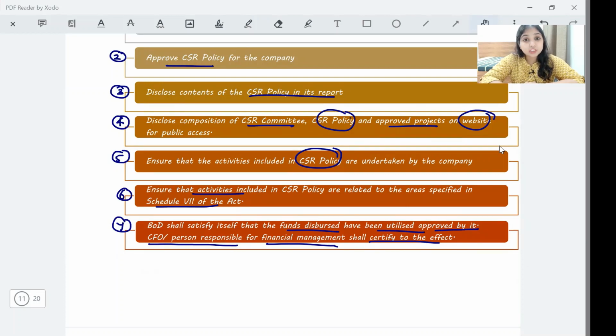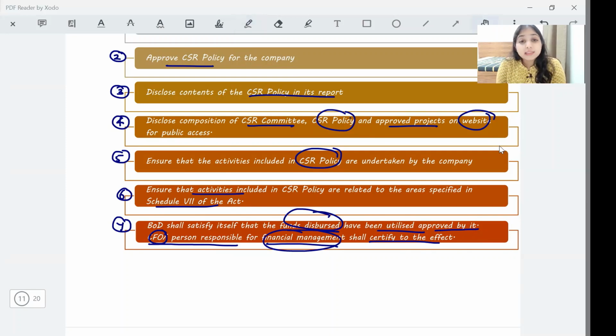And then number seven, ensure that whatever funds are disbursed, given, or released by the company for CSR activities are actually used towards CSR activities only. The money released for CSR must actually be spent on CSR and not misused. A certificate to this effect has to be given either by the CFO or whichever officer is responsible for financial management in the company.